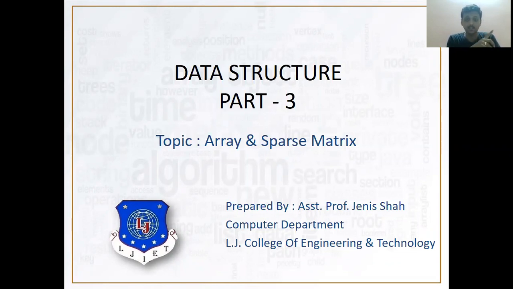In our previous lecture, we studied about the algorithm analysis, and right now we are going to start with array, the first linear data structure. So, let's start.